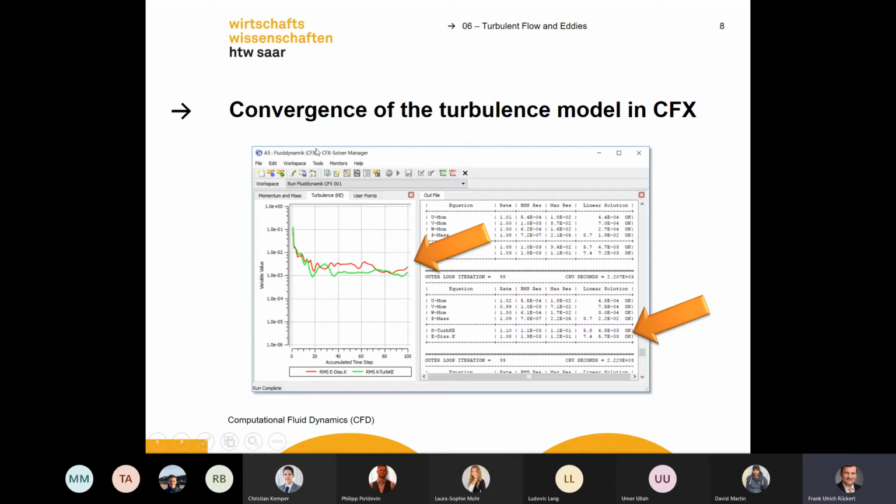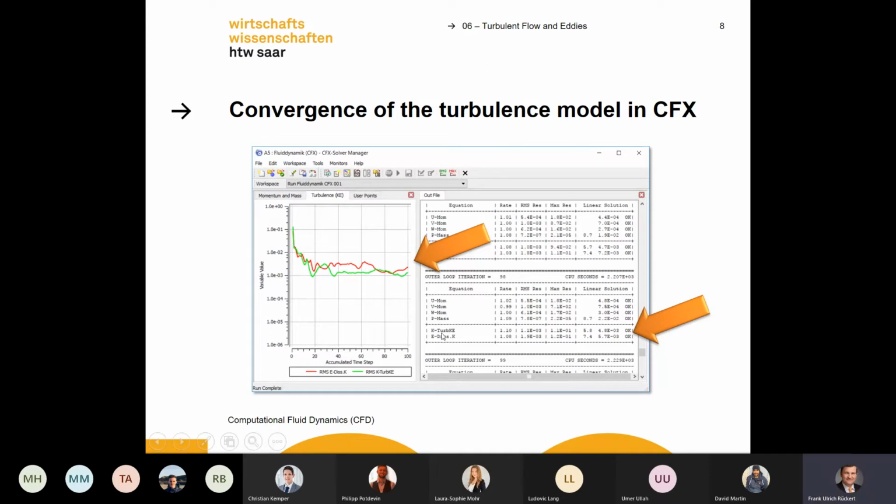You know this solver manager, and normally you look here in the first folder, momentum and mass. There you can see the residuals of the momentum equations U, V, W, and the mass balance here, P mass. But there is a second folder here, and there you can see the convergence of the turbulence model. For the turbulence model, you need two additional differential equations. You need a differential equation for k, and you need a differential equation for dissipation.